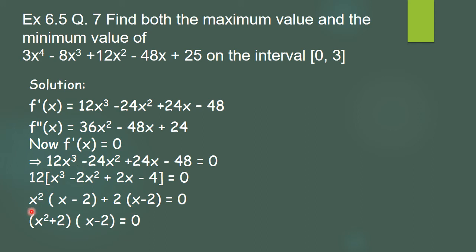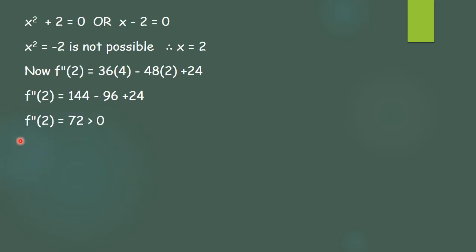So now comparing this, either x square plus 2 will be equal to 0 or x minus 2 is equal to 0. x square plus 2 equal to 0 implies x square is equal to minus 2. A square cannot be negative, so it is not possible. So the value of x is 2 only and 2 is in the interval.